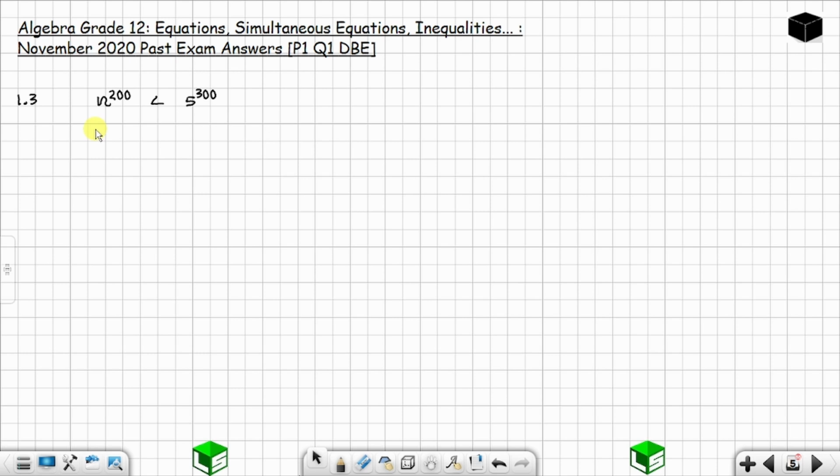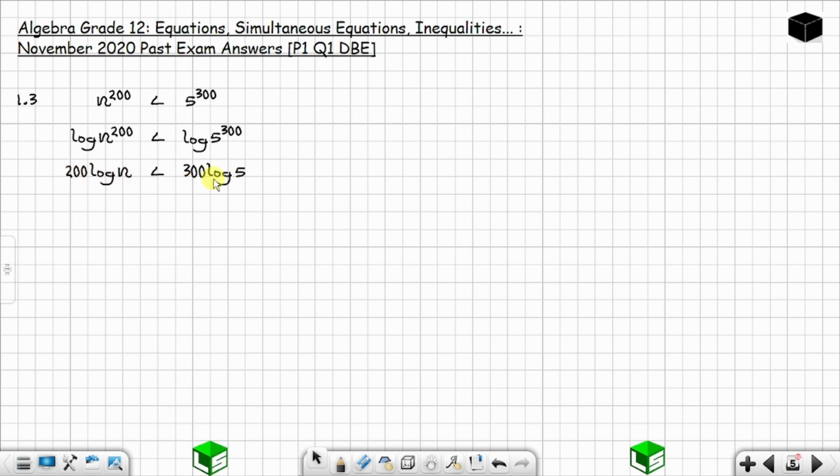So what I'm going to do is introduce log on both sides of the inequality. So I have log of this, less than log of this. Then you take the exponent and drop it down. So you have 200 times log of n less than 300 times log of 5. This is according to the properties of logarithm.